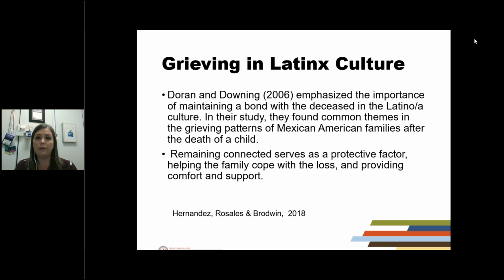Doran and Downing emphasized the importance of maintaining a bond with the deceased in Latino and Latina culture. They had a study that found common things in the grieving patterns of Mexican American families after the death of a child. For them, remaining connected serves as a protective factor, helping the family cope with the loss and providing comfort and support. Holding on to this person, even though the person is not physically present, represents some kind of support. So it's important to know this.